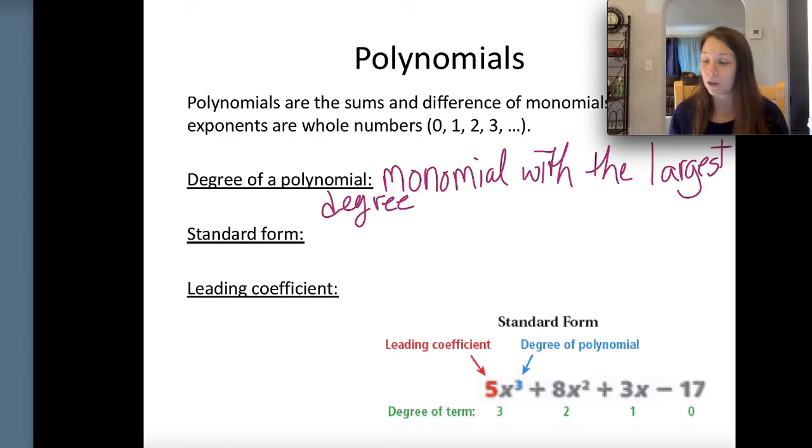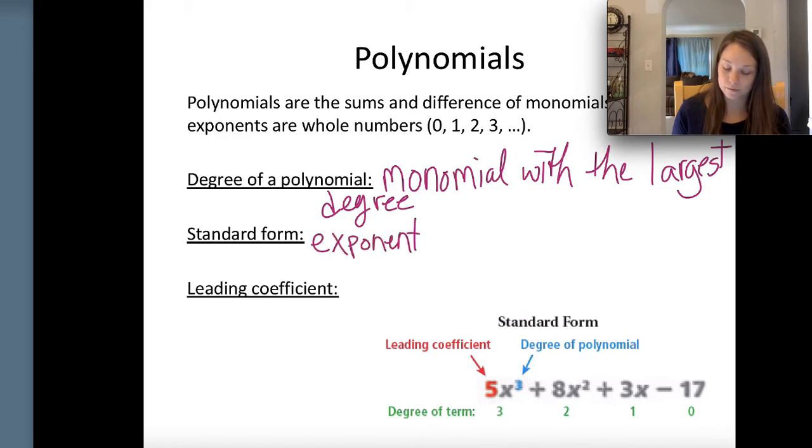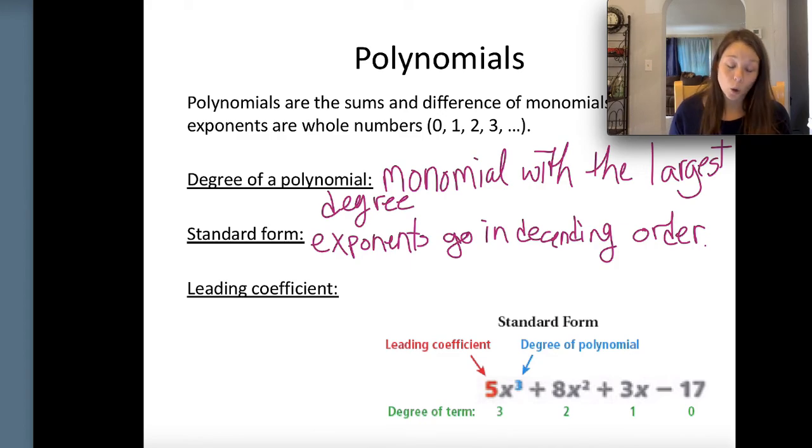Standard form of a polynomial is where the exponents go in descending order. Leading coefficient is your number or your constant or your coefficient in front of the term with the highest degree.